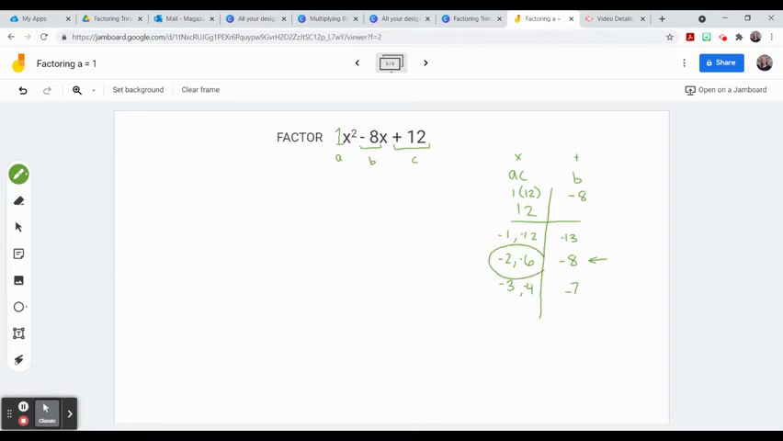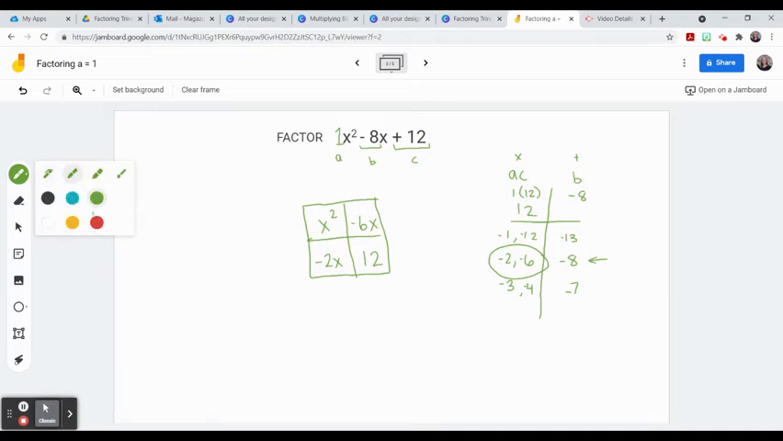So negative 2 and negative 6 are my two numbers. I now create my area model. Boom, boom. I put my x squared top left. I put my C value bottom right. And I'm going to take my negative 2 and my negative 6, and I'm going to put them in these two corners. Now I'm going to pull out my common factor.